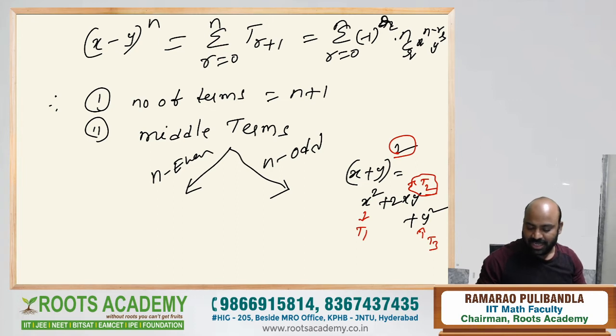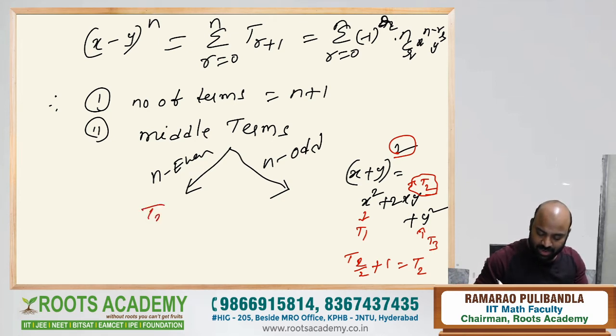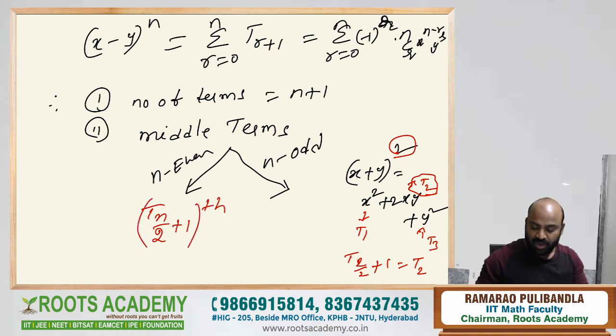How do you get that? T2 is nothing but T of 2 by 2 plus 1, where 2 is nothing but n. Therefore, when n is even, the (n by 2 plus 1)th term is the middle term. Now when n is odd, we'll check with odd.